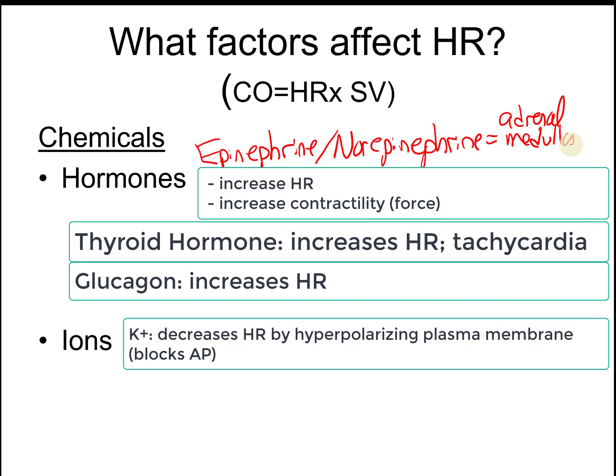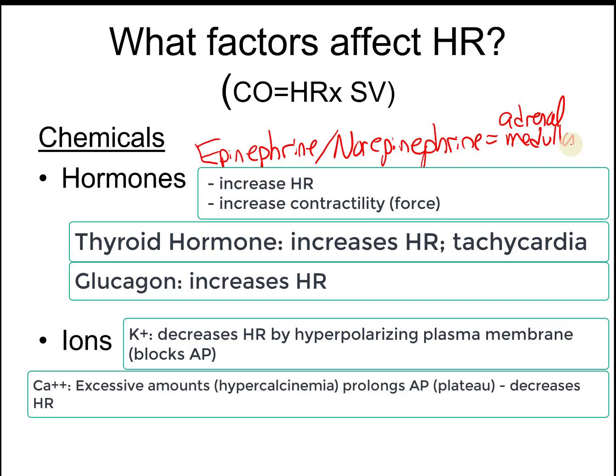Calcium is another ion that gets transported into cardiac muscle cells. It is not common, but excessive amounts of calcium prolongs the action potential. And it does that because it prolongs the plateau. So the longer the plateau, the longer the action potential, which means the slower the muscle contracts, the lower the heart rate.